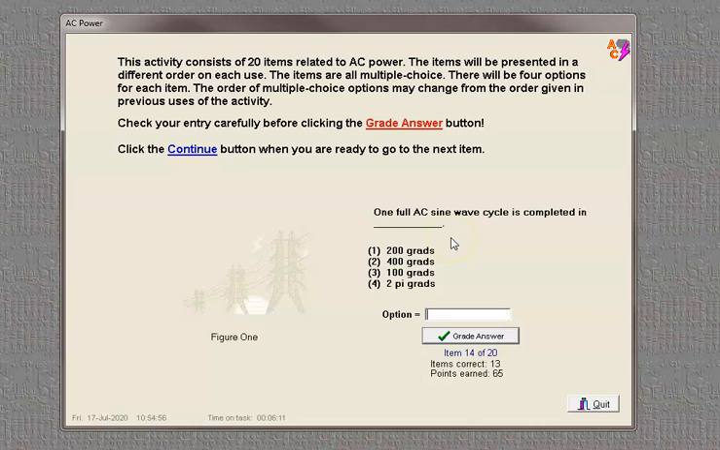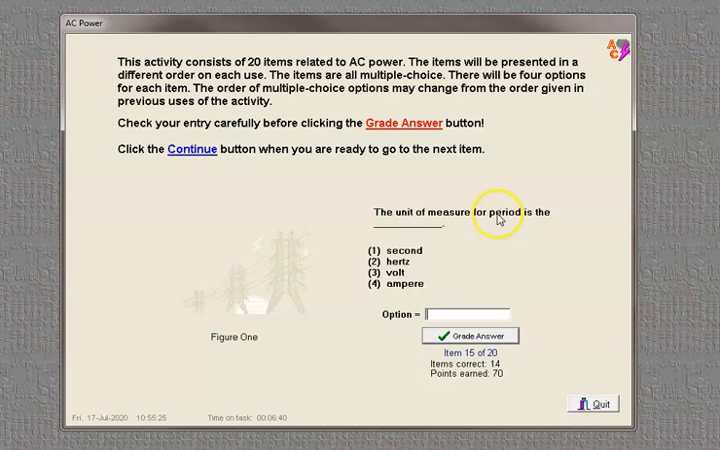One full AC sine wave is completed in, we saw the picture when we first started the video, 400 grads. So we'll pick number 2. Now, I did mention when we went through that, I've been working on this stuff for 30-some years, and I have never, ever seen the term grad used in industry. So, in one ear and out the other. Let's move on to the next.